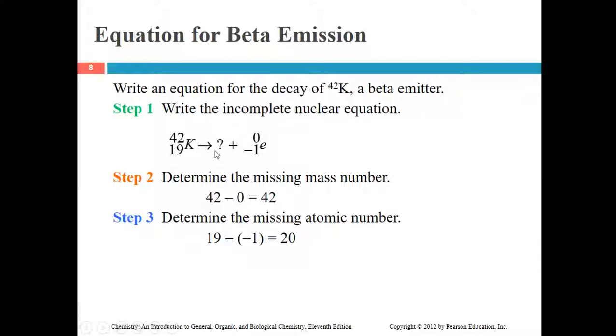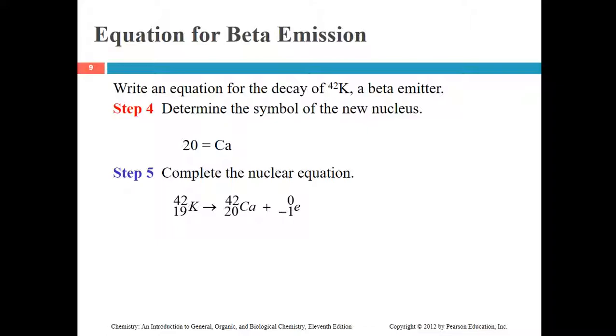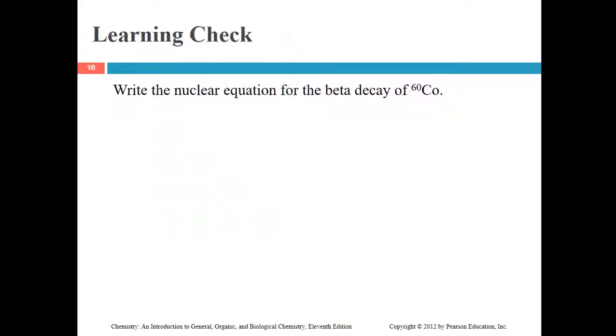Now then, we need to figure out the proton number here. Well, some number minus 1 is 19. Okay, well, that's 20. 20 minus 1 is 19. So then we've got to figure out what element has a proton number of 20. Well, look up on the periodic table, and that is calcium. So when we write your complete nuclear equation, you will see that the left-hand side balances out with the right-hand side in regards to the mass number and the proton number.